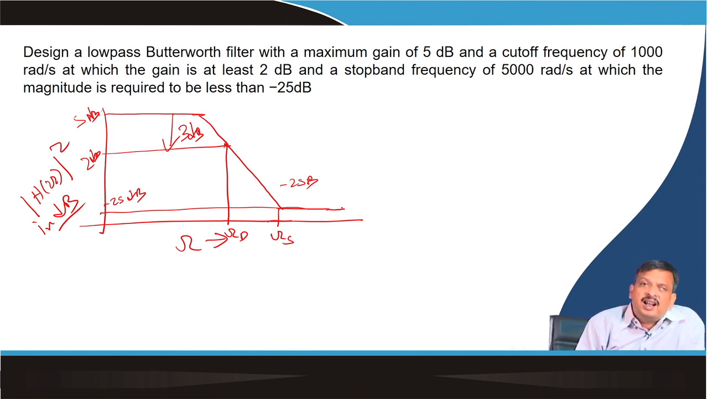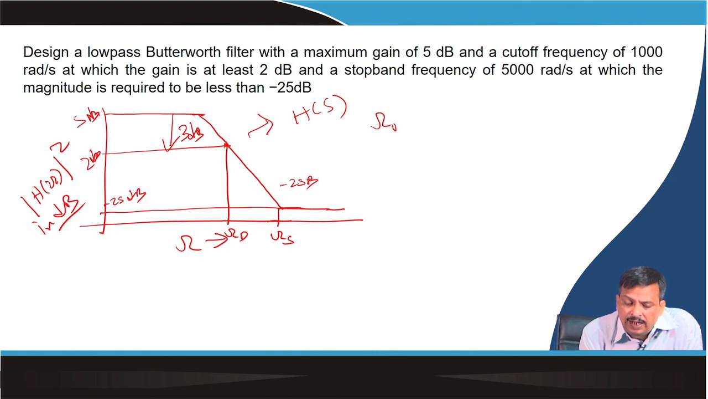I have to design this filter using Butterworth. So, what I have to find out? I have to find out H of s. So, what is omega p? Omega p is equal to 2 pi into fp. So, what is the fp? fp is 1 kilohertz. So, it is into 1 kilohertz. So, it is nothing but 2000 pi.